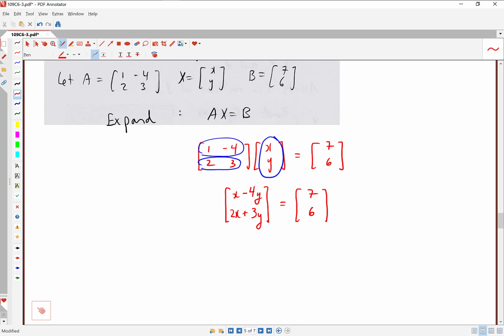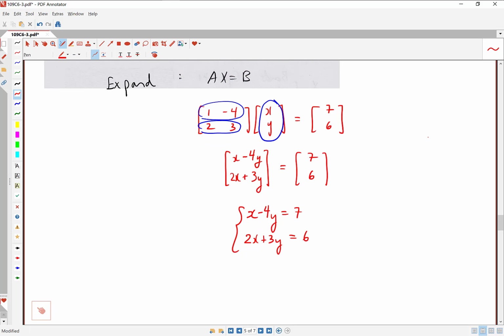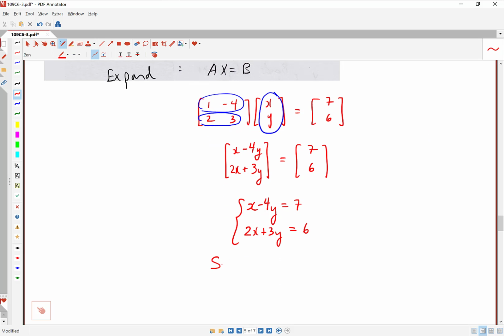7, 6. Okay, now think back to when we talked about what it means for 2 matrices to be equal, right at the beginning of this video. It means that corresponding entries are equal. So you're really getting 2 pieces of information for the price of 1. One piece of information says X minus 4Y is equal to 7. That's just from looking at the top entries and saying those are equal. And we get another piece of information from looking at the bottom entries. 2X plus 3Y equals 6. So actually what we've produced here is a system of equations.